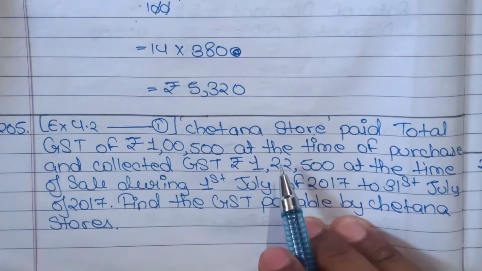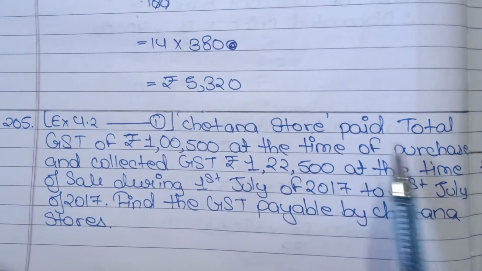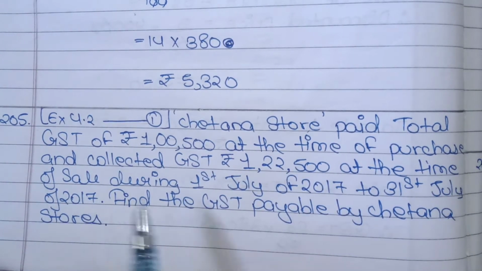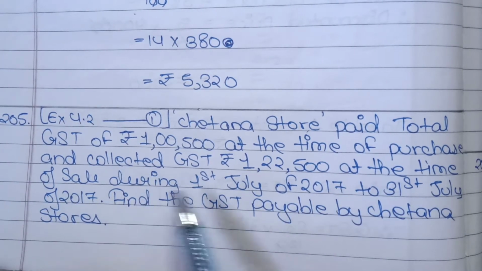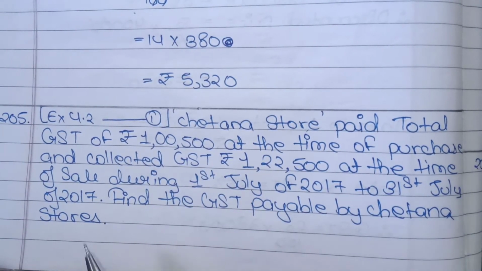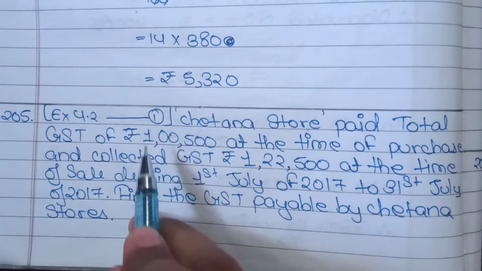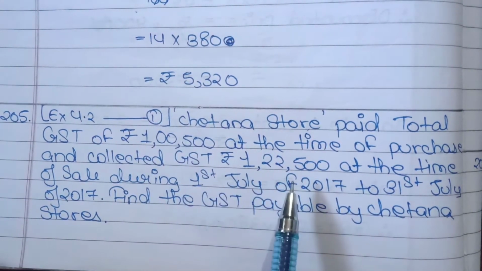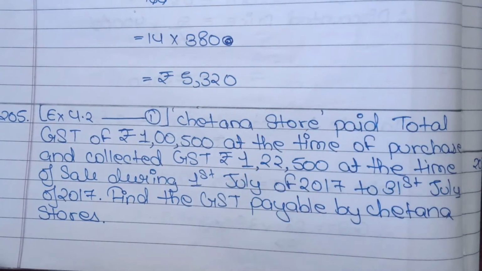Here, friends, we are going to solve the first question of practice set exercise 4.2, which is: Chetna Stores paid total GST of rupees 1,500,000 at the time of purchase and collected GST of rupees 1,22,500 at the time of sale during 1st July 2017 to 31st July 2017. Find the GST payable by Chetna Stores. Here, the GST paid by Chetna Stores, 1,500,000 rupees, is the input tax, and the GST collected by Chetna Stores, 1,22,500, is the output tax. And now we have to find the GST payable.